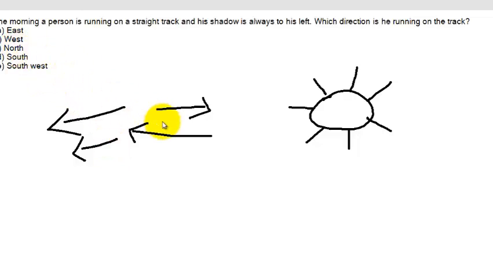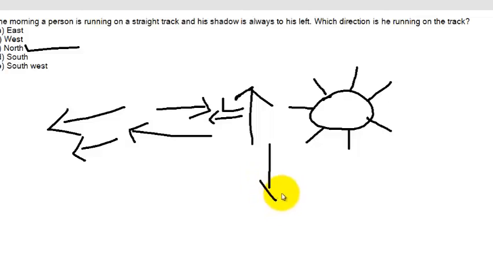Now consider the case of north. When you are facing north, running in this direction, and the sun is in the east, definitely your shadow is going to fall here, which is the left side. Right? So when you are running in the north direction, the shadow is going to fall on the left side. So that's your answer.